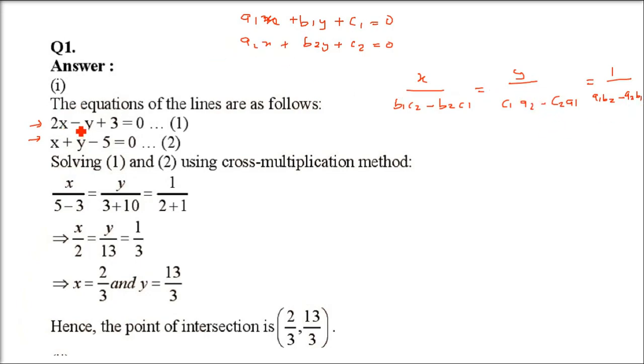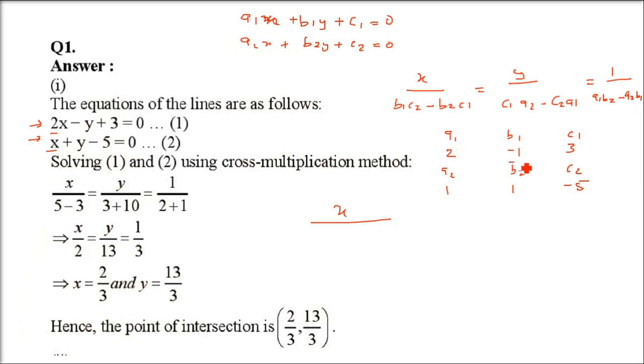So we have to find the a, b, c values of these two equations when compared with ax plus by plus c. So a1, b1, c1 and a2, b2, c2. Now what is a1 here? What is b1 here? And c1 here? So a1 is 2, b1 is minus 1 and c1 is 3. And then we have a2 as 1, b2 as 1 and c2 as minus 5.